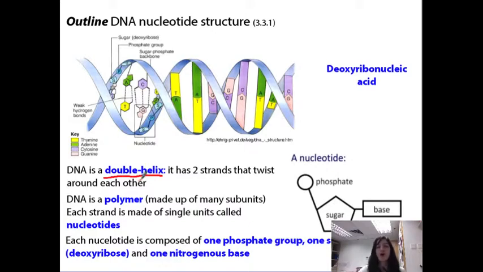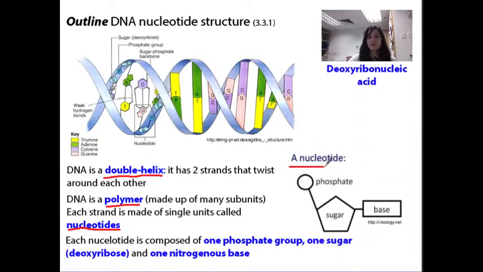But what makes up each of these strands? Well, just like the carbohydrates, proteins, and fats that you learned about in the last unit, DNA is also a polymer, meaning that it's made up of many, many subunits. Each of those strands in the double helix is made up of many repeating subunits. If you recall, carbohydrates such as starch were made up of subunits of glucose, and proteins were made up of subunits of amino acids. DNA strands are made up of subunits of nucleotides. And this is what one nucleotide looks like.